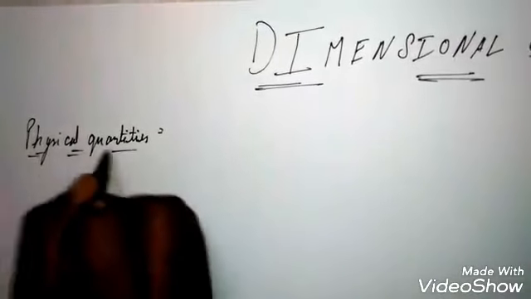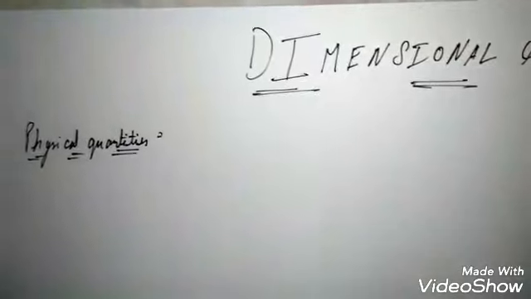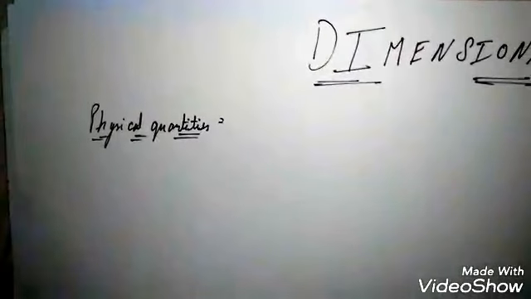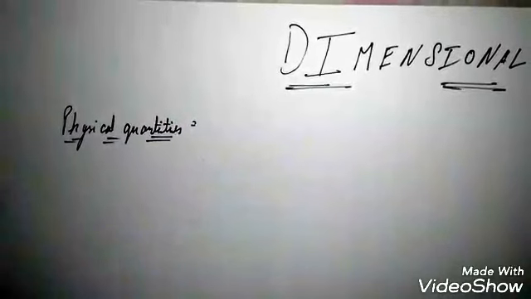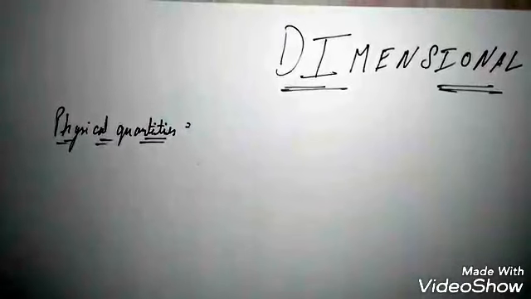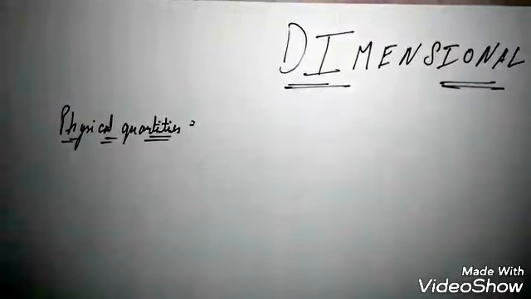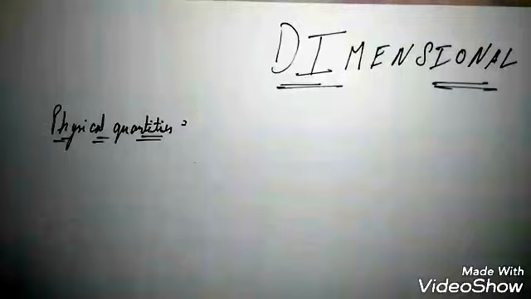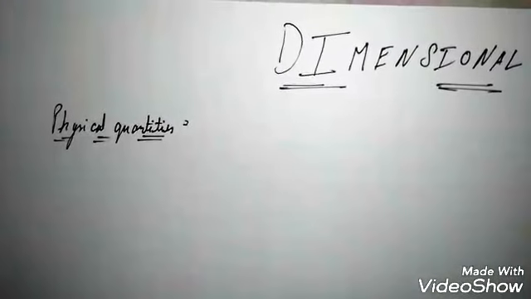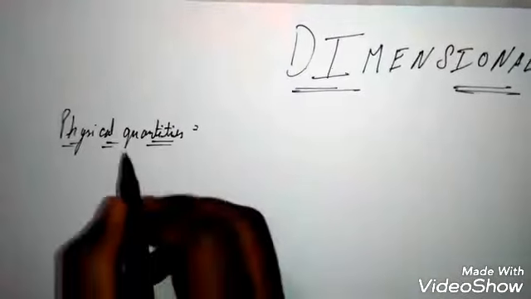All the quantities which are related to our physical world are known as physical quantities. Quantities such as mass, length, speed, acceleration, force, linear momentum, angular momentum, all the quantities which can be measured in our physical world are known as physical quantities. There are two types of physical quantities.